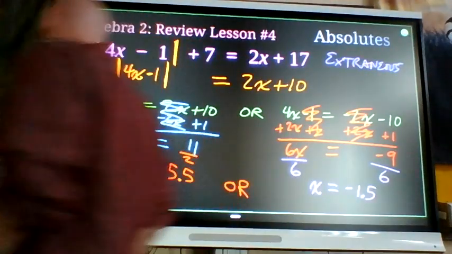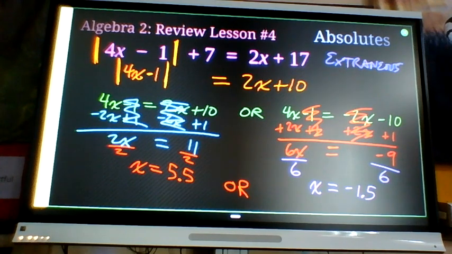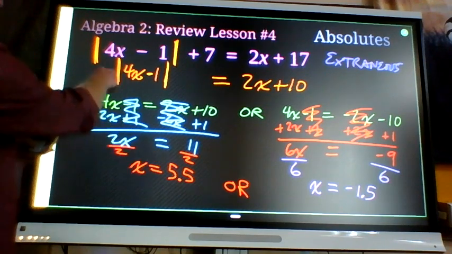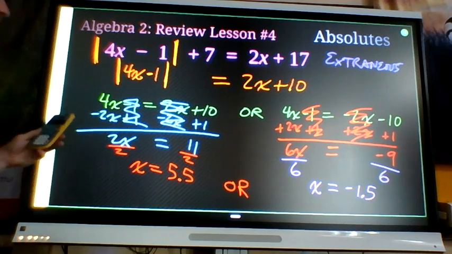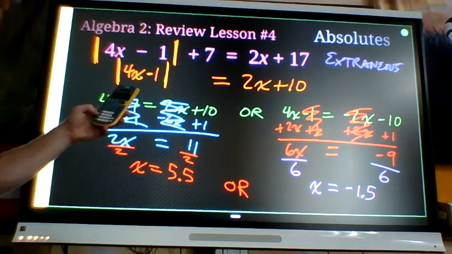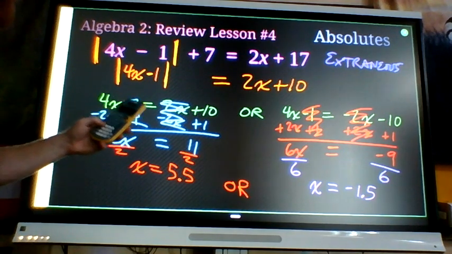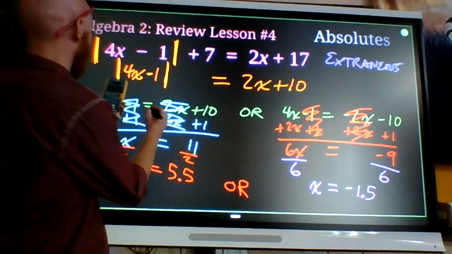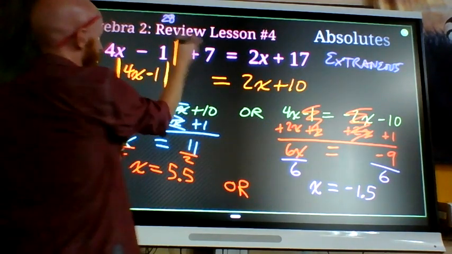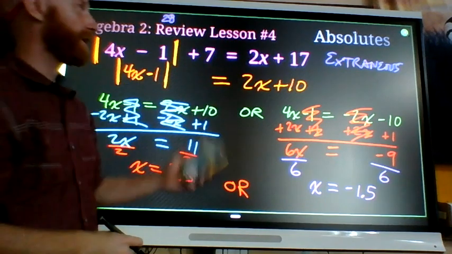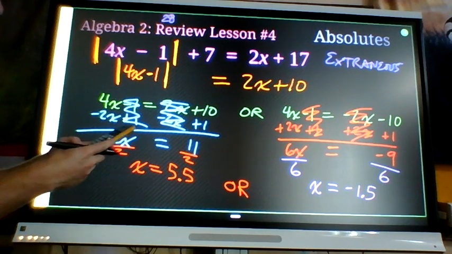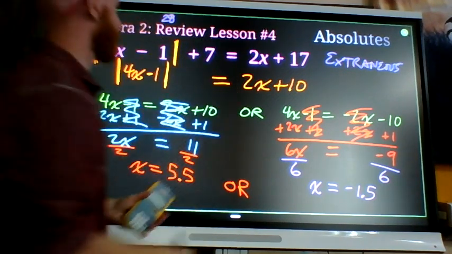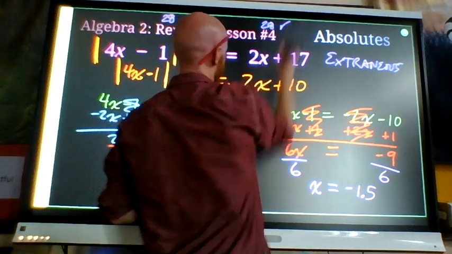All right, you take your calculator, which may or may not do absolute values for you. So if it doesn't, this is what you got to do. All right, let's say x is 5.5. 4 times 5.5 minus 1. All right, that's a positive answer. That's a positive 21, so I'm all good. Add my 7 to it. So if x is 5.5, I get 28 on the left side of this equation. Try it over here. 2 times 5.5 plus 17. I get 28 on the right side of the equation.